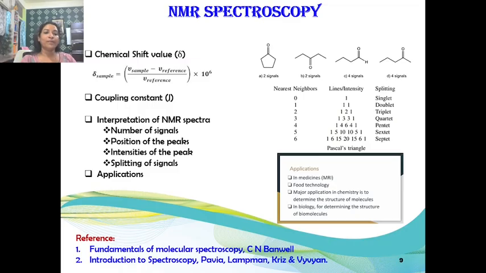Now the application of NMR spectroscopy. Of all these three types of spectroscopy, NMR gives us the most information about the molecule. We can get the structure of any type of compound from NMR spectroscopic study, and there are many applications in medicinal chemistry, food technology, and structure elucidation in biology.